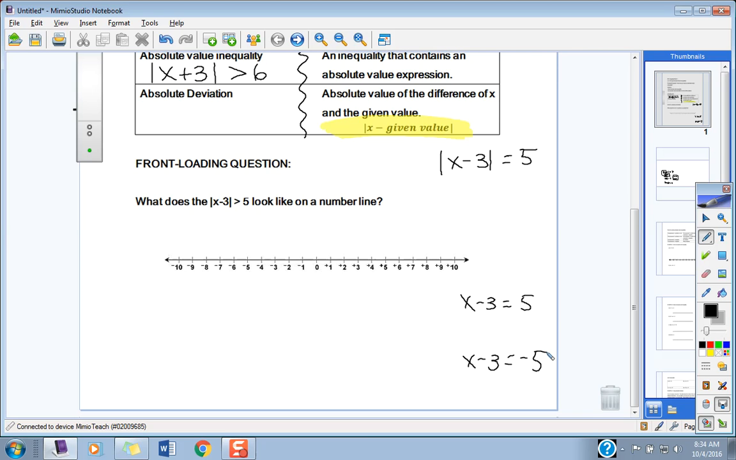What values would you get for solutions? So x would equal 2 here. X would equal negative 8. Oh, hang on a second. Back up. What would this first one equal? 8, if you add 3, right? What would this one be? What would this be? Negative 2, wouldn't it? Okay.